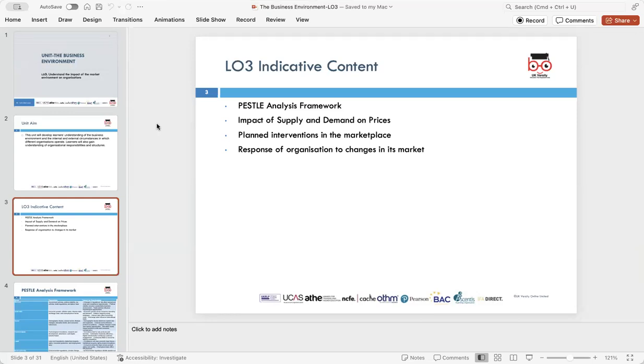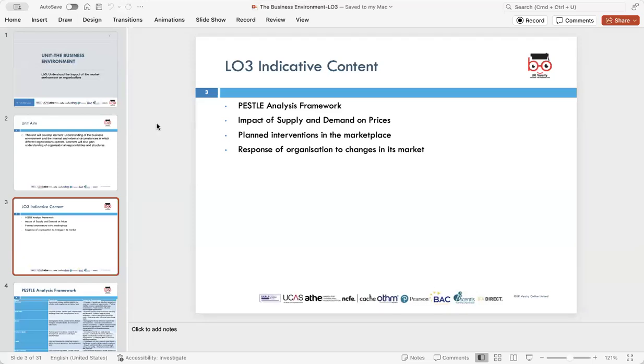Understanding the fundamental economic principle of supply and demand is crucial for grasping how market forces influence pricing decisions. So we will examine real world examples to illustrate how fluctuations in supply and demand affect organizational performance and strategic planning. Then the next topic is planned interventions in the marketplace.